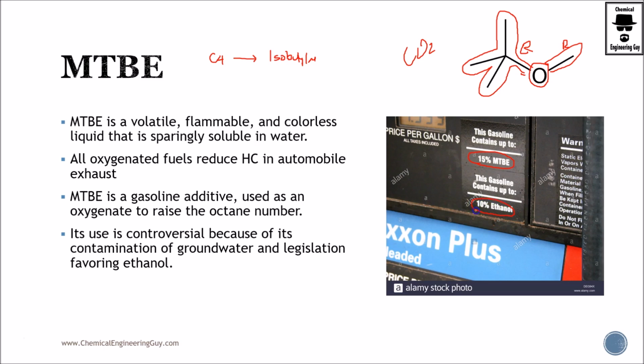10% ethanol, 15% MTBE, those are common additives in gasoline in order to increase its flammability, or let's say technically, its octane rating. MTBE is volatile, flammable, colorless, and not very soluble in water, much more soluble in gasoline.